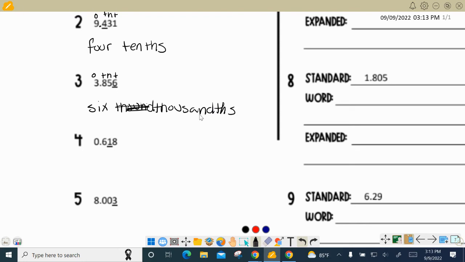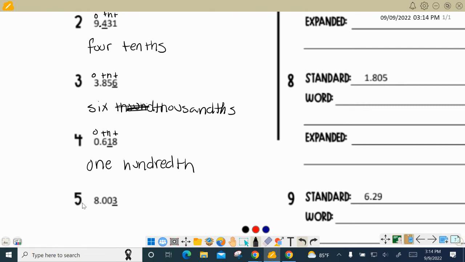All right, number 4, take a look at that 1 that is underlined. Tell me what place value it is. What is the value of that 1? For this one, I hope you read it as 1 and 608 thousandths. So that means that 1 is in the hundredths place. So we're going to say 1 hundredth. Perfect.